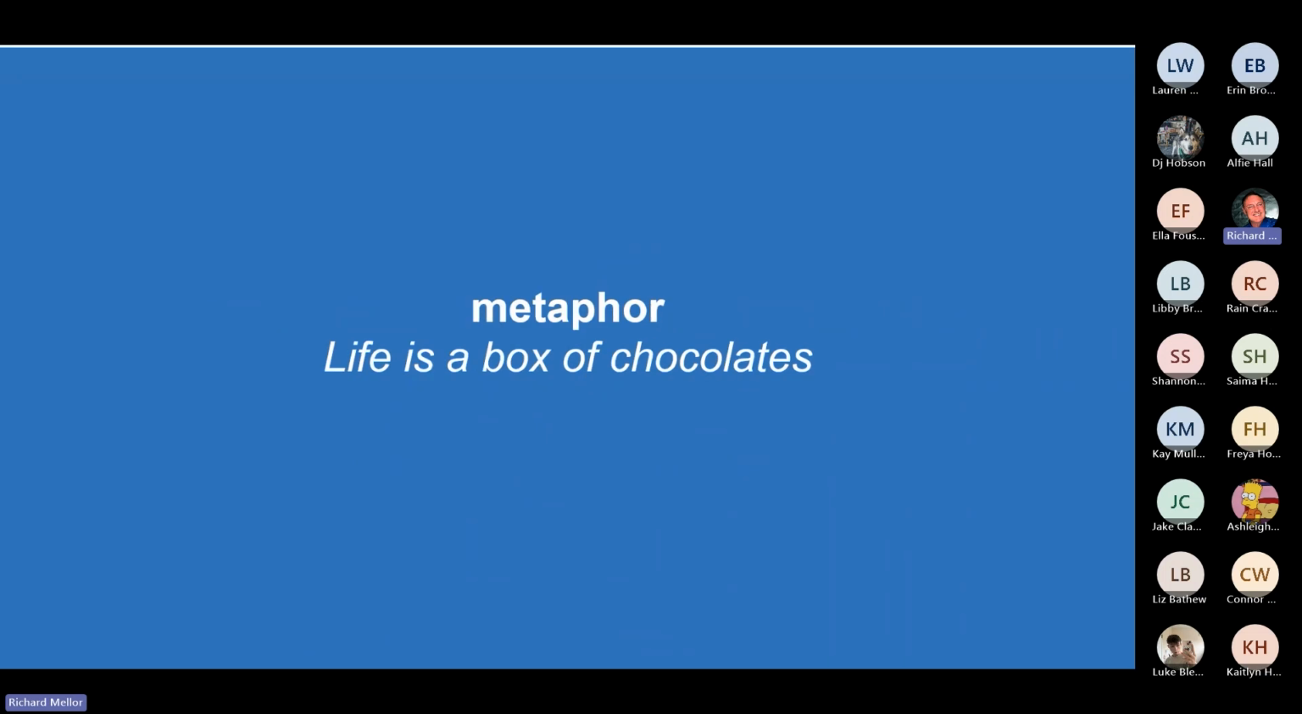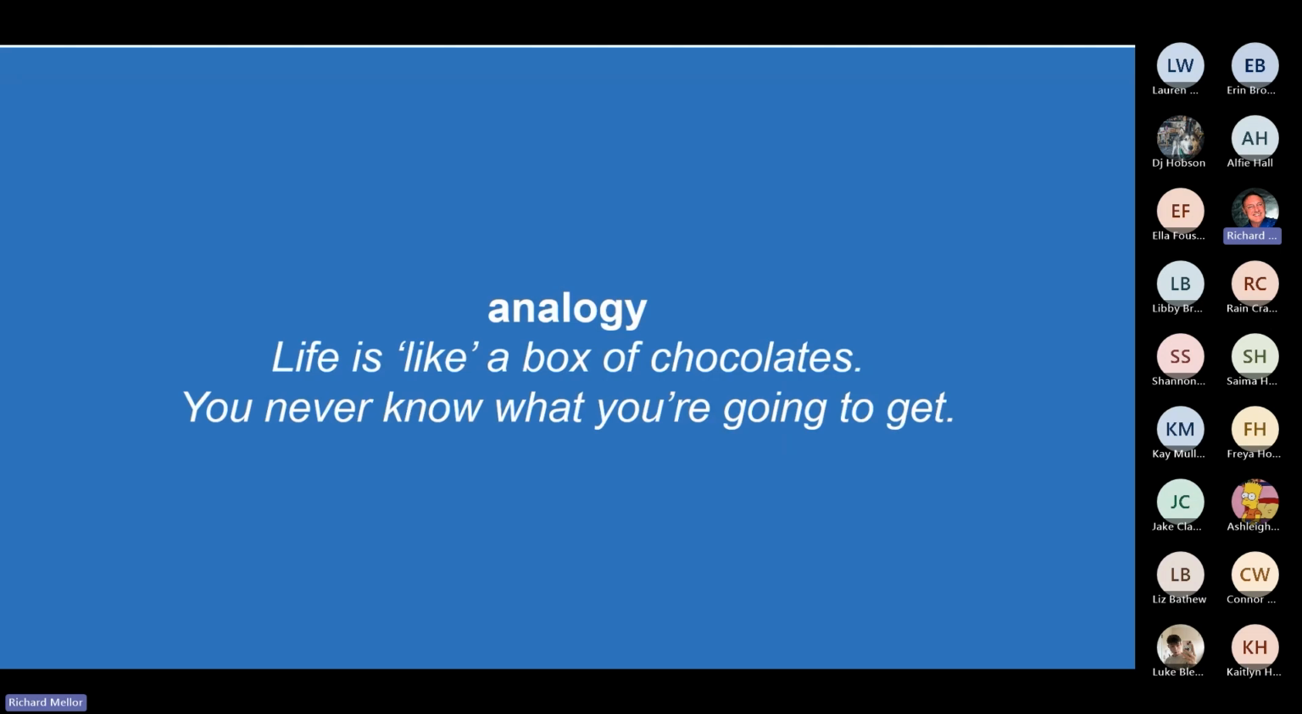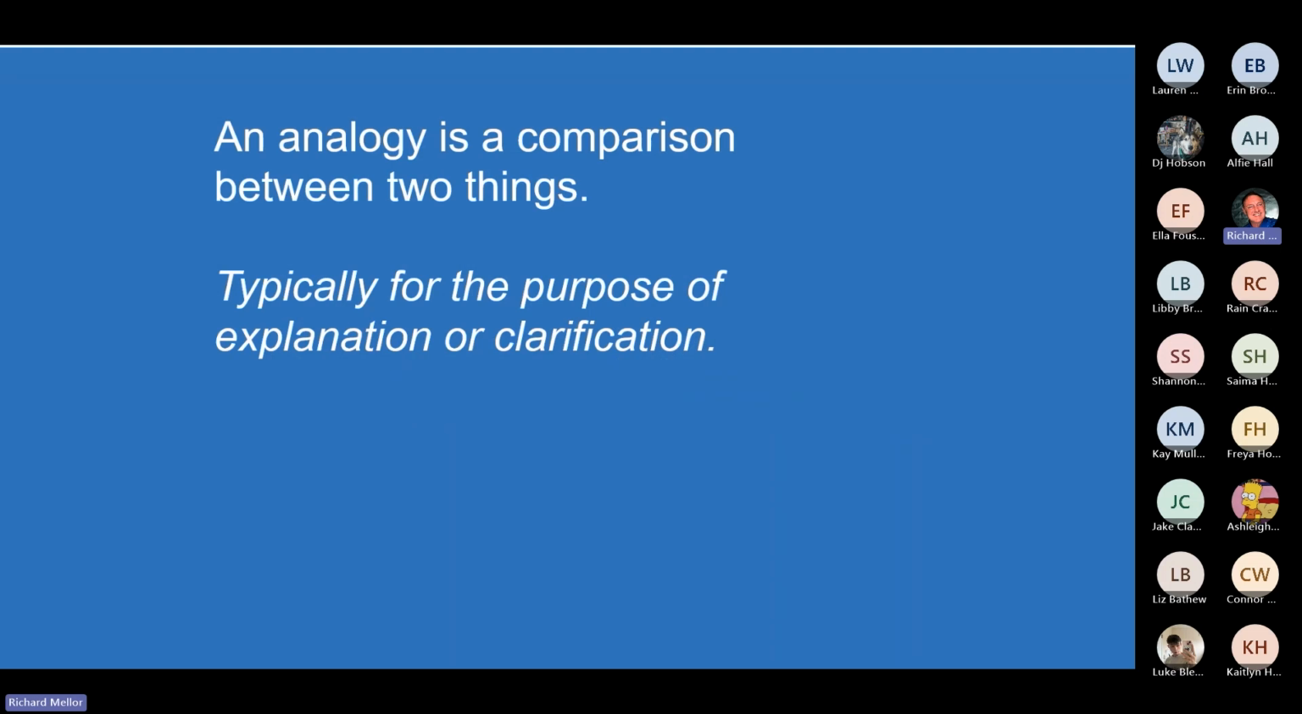Let's break it down. Let's take, for instance, life is a box of chocolates. That's a metaphor. But if you say life is like a box of chocolates, that's making a simile, making a comparison, rather than replacing one expression for the other. And an analogy is life is like a box of chocolates, but with the addition of you never know what you're going to get. It's creating an analogy in that expression. I know that sounds subtle, but it can have an impact on your understanding of metaphors. So an analogy is a comparison between two things, typically for the purpose of explanation or clarification.